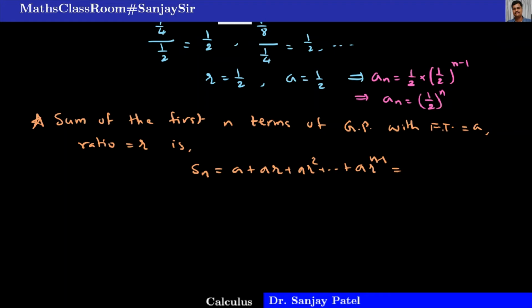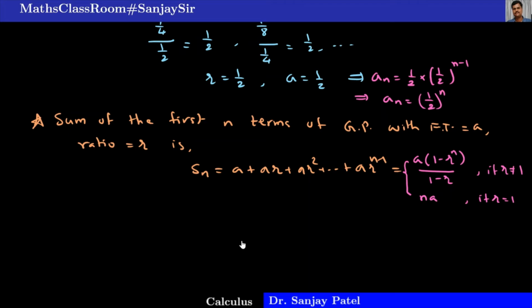This formula is given this way: a into (1 minus r raised to n) upon (1 minus r), if r is not equal to 1. If r is equal to 1, then this formula is undefined, because there is a 0 in the denominator. In that case, if the ratio is 1, we cannot use this formula. But if the ratio is 1, we can directly put r equal to 1 here and see a plus a and so on. We'll get n times a. So the answer will be na if r is equal to 1.